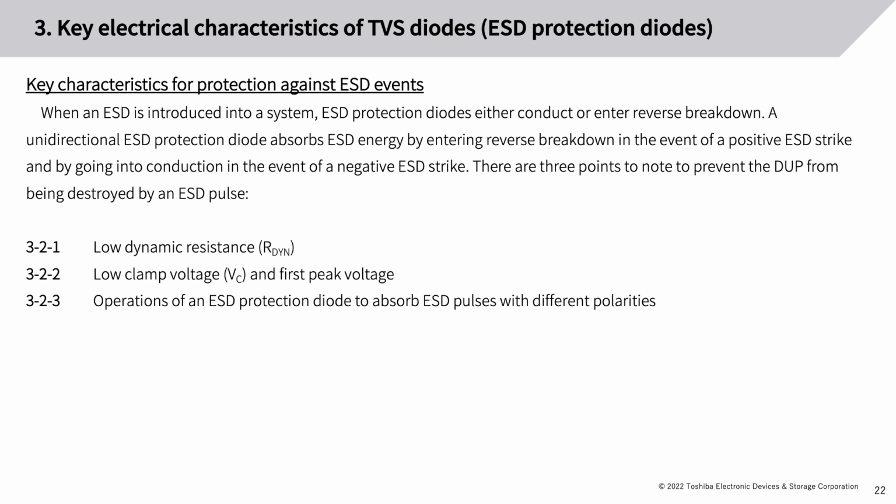There are 3 points to note to prevent the DUP from being destroyed by an ESD pulse. 1. Low dynamic resistance. 2. Low clamp voltage, VC, and first peak voltage. 3. Operations of an ESD protection diode to absorb ESD pulses with different polarities.